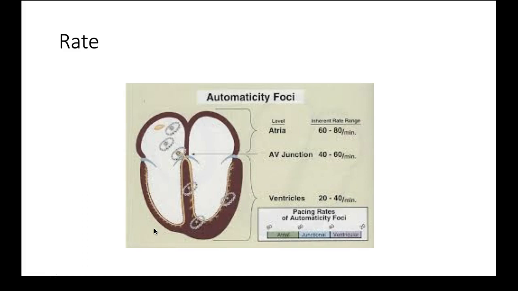Now, if that doesn't work, then our AV junction will kick in, and then we'll beat at about 40 to 60 per minute. And if that doesn't work, then we'll go all the way down to our ventricles, and then we pace at about 20 to 40 beats per minute. And the way our body was designed, we will suppress anything below. So if your AV junction is firing, then the ventricles will not be firing. These are some backups that are built into our heart to help keep our pacemaker firing.